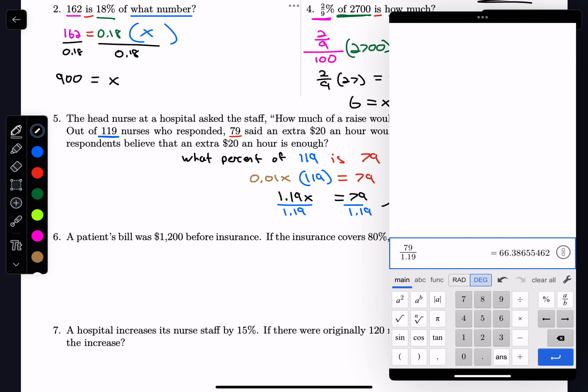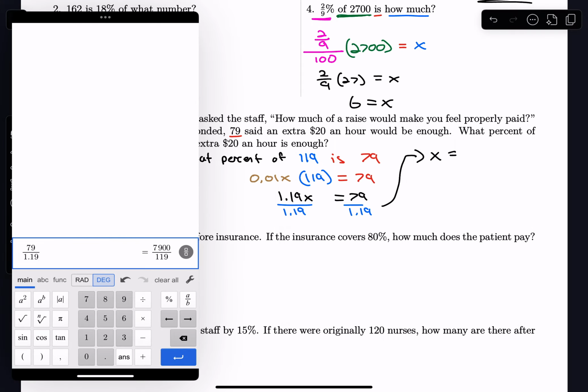and that comes out to 66.38655462, and this likely keeps going. Okay, so let's hit the fraction button. It says that this is 7,900 over 119. Okay, well, real convenient, right? That it's 7,900 over 119 when I had typed in 79 over 1.19.